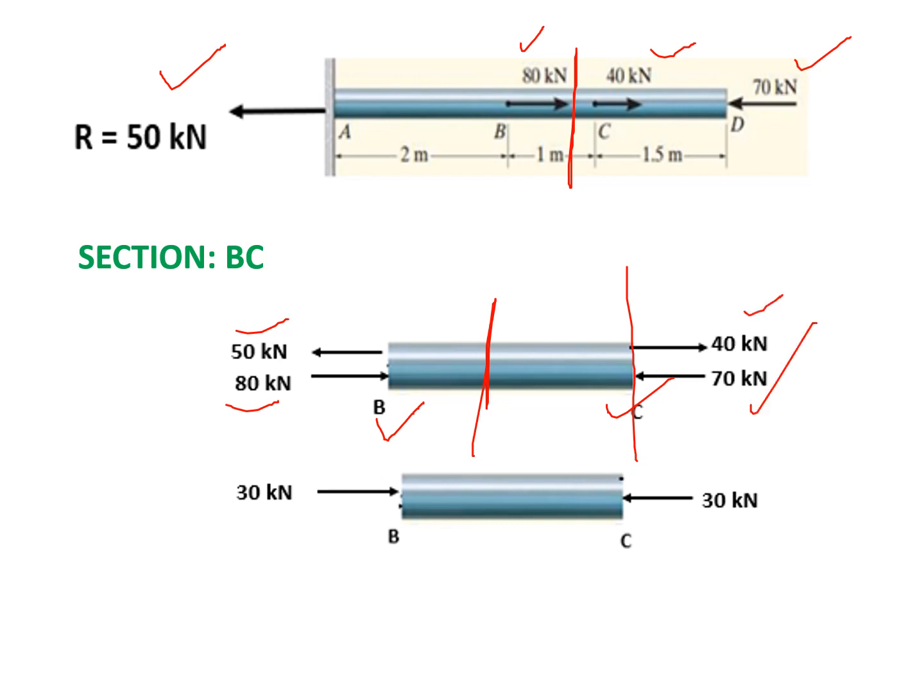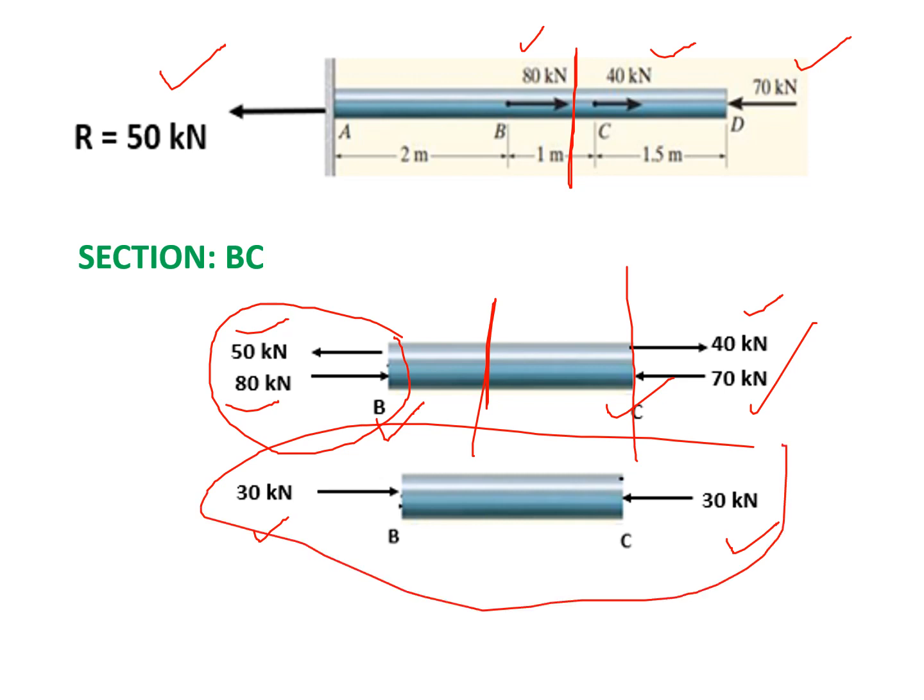Now we check the net forces on both the faces. The net force in that BC section on its left face: 50 is leftward, 80 is rightward. So what is the net? That is 30 rightward. Now the forces on the right face of that BC section: 40 rightward, 70 leftward. So again what is the net? That is 30 leftward. Now you see again the section is under equilibrium. Two forces, same magnitude, opposite direction. So definitely this section is also under equilibrium.